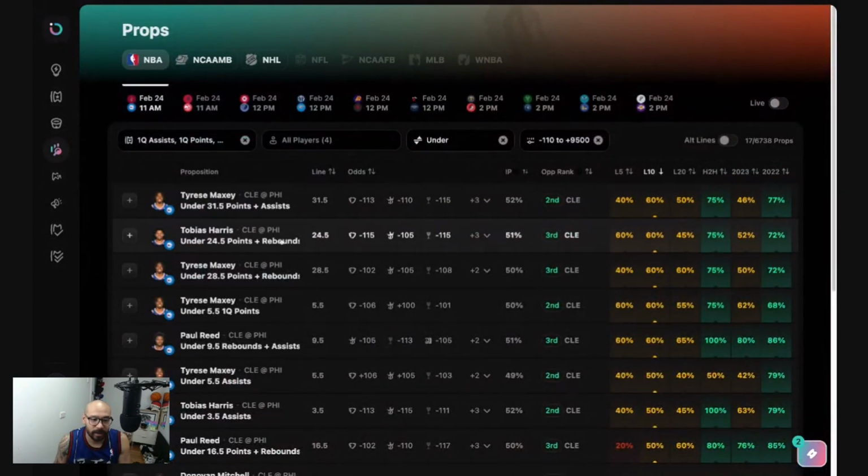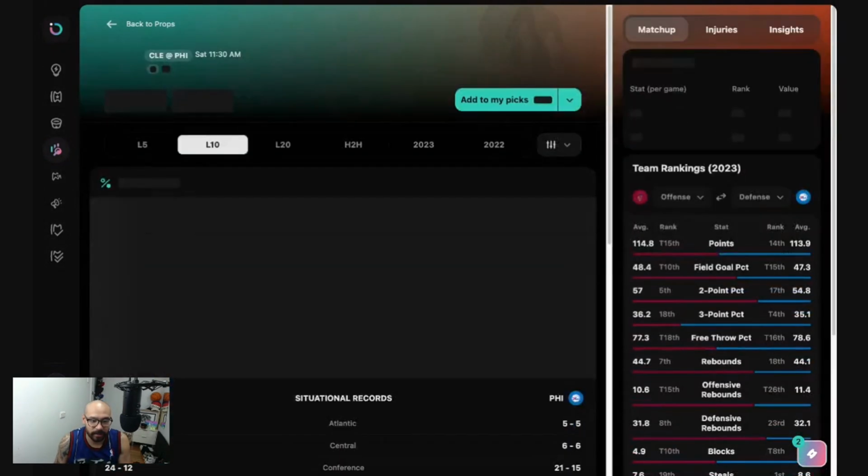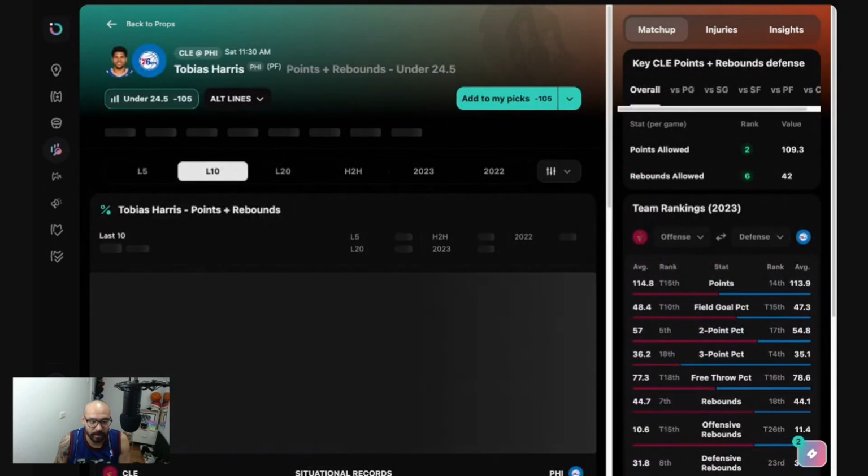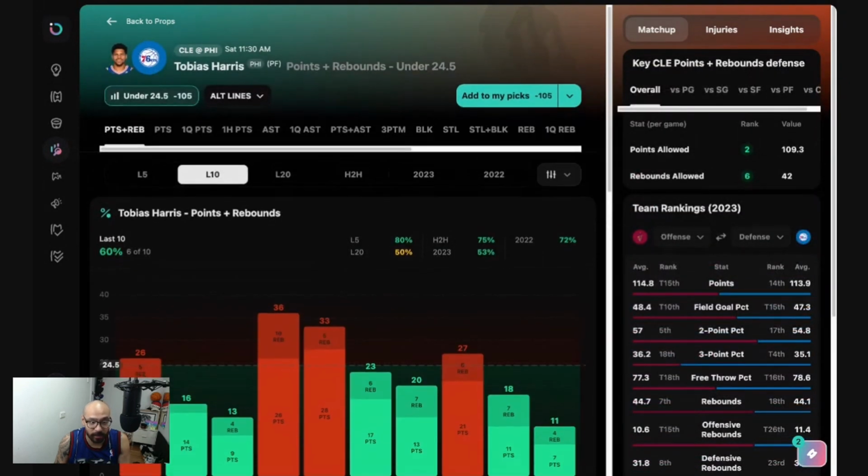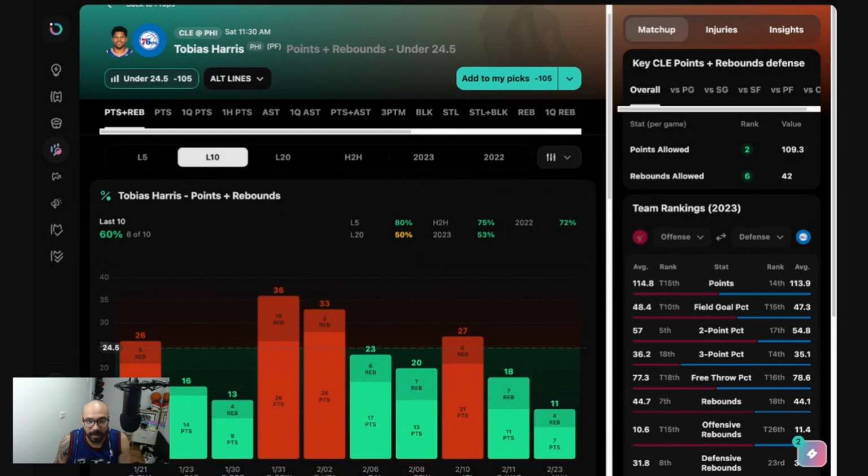The other is Tobias Harris, if you're looking at his points and his rebounds. So that line is at 24.5. You get that for minus 105. He's hit 6 out of his last 10. And the matchup, well, it really depends, right?